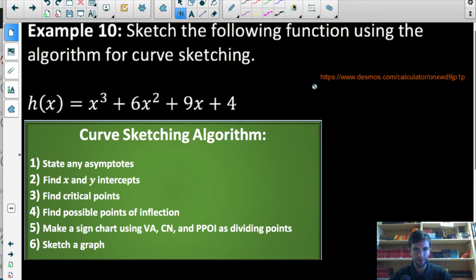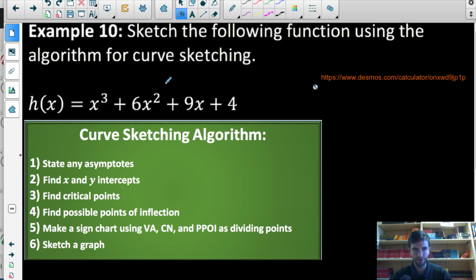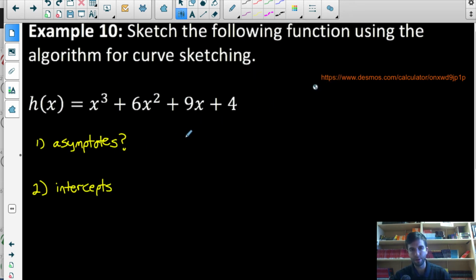So we're going to start off by looking at, does this function have any asymptotes? Well, this is just a polynomial function. Polynomial functions don't have restrictions on their domain. There are no asymptotes for polynomial functions, so for this function, there are none.